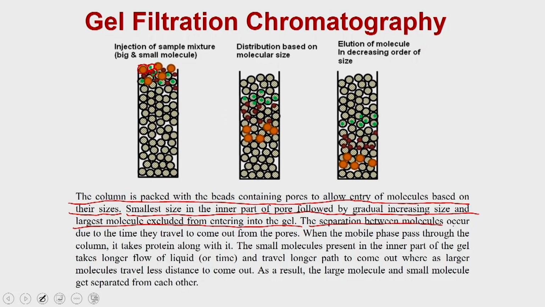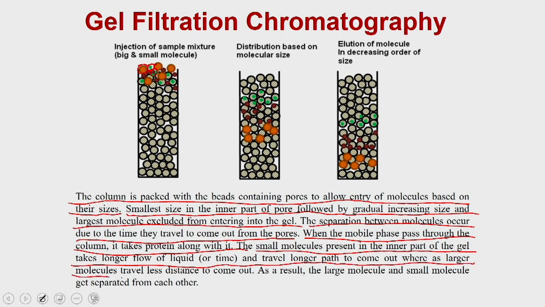The separation between the molecules occurs due to the time they take to travel and come out from the pore. When the mobile phase passes through the column, it takes the protein along with it. The smaller molecule present in the inner part of the gel takes longer to come out and travels a longer path, whereas the larger molecule travels less distance to come out. As a result, the large molecule and the small molecule get separated from each other.